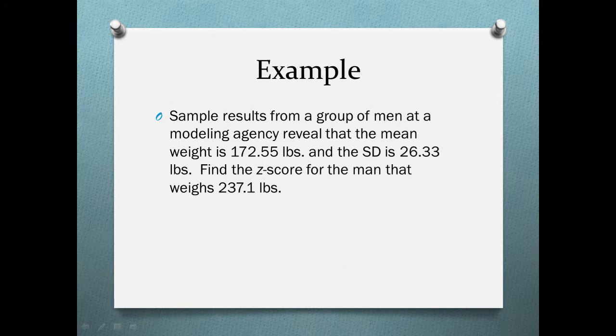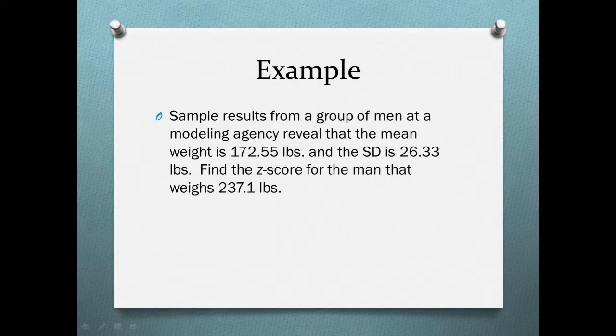Let's take a look at an example here. Sample results from a group of men at a modeling agency reveal that the mean weight is 172.55 pounds. The standard deviation in this case is 26.33 pounds. We want to find the z-score for the man that weighs 237.1 pounds. Pause the video at this point to give yourself a chance to do it on your own.